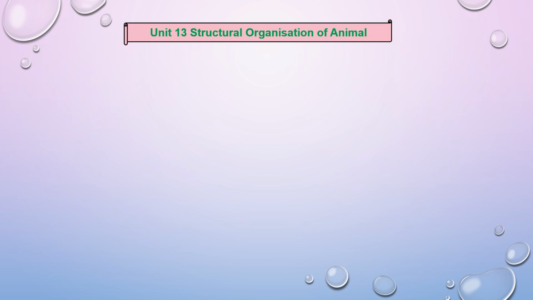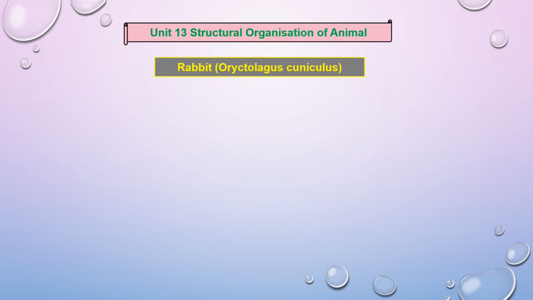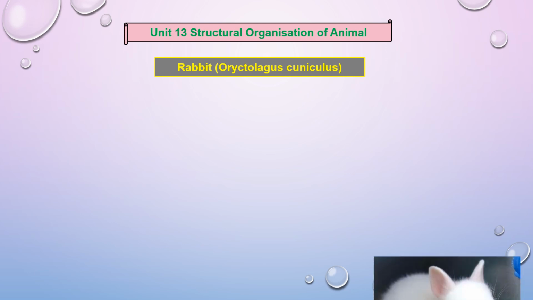Good morning students. Today we are going to see Unit 13, Structural Organization of Animals. In that, rabbit: external morphology and anatomy. First we are going to see the external morphology of rabbit. The scientific name of rabbit is Oryctolagus cuniculus.